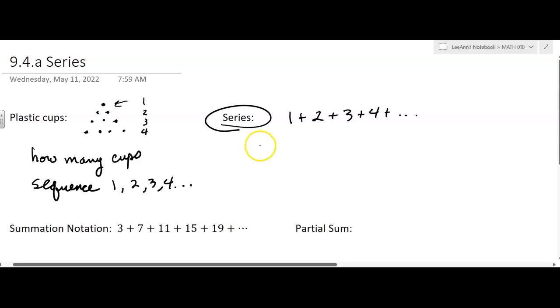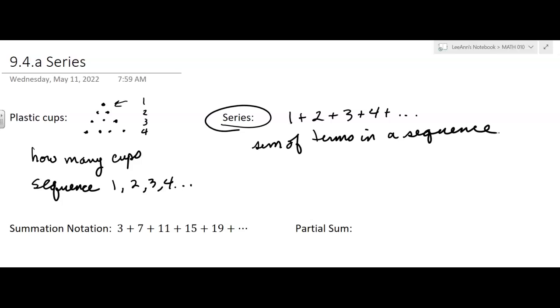So a series, here's the definition from the book. It's a nice little clean definition. It's the sum of terms in a sequence. Now it doesn't say what type of sequence necessarily. It could be any type of sequence. Could be arithmetic or geometric, or it could be something else. But it's the sum of terms in a sequence.